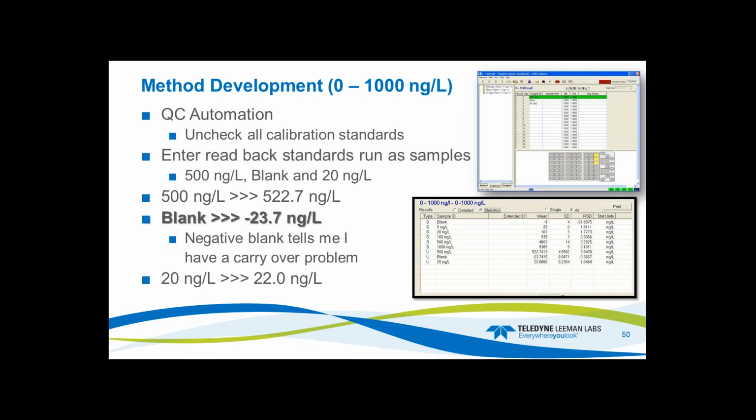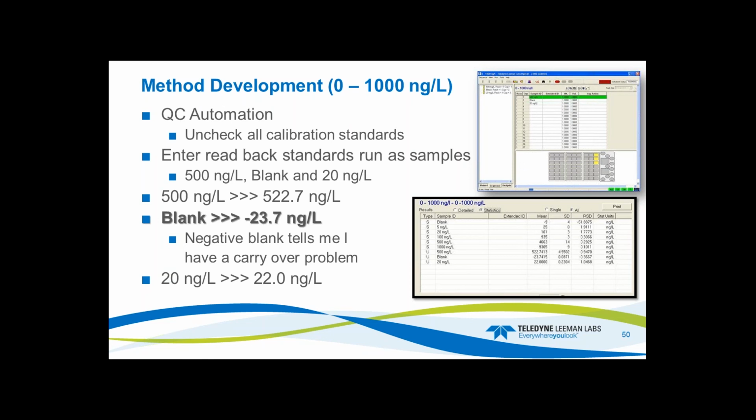And I like to mix it up a little bit. So 500 nanogram per liter, blank, and 20. Then I click update and run the sample. The 500 came back at 522, that's okay. The blank came back at minus 23.7 or 24 nanograms per liter.